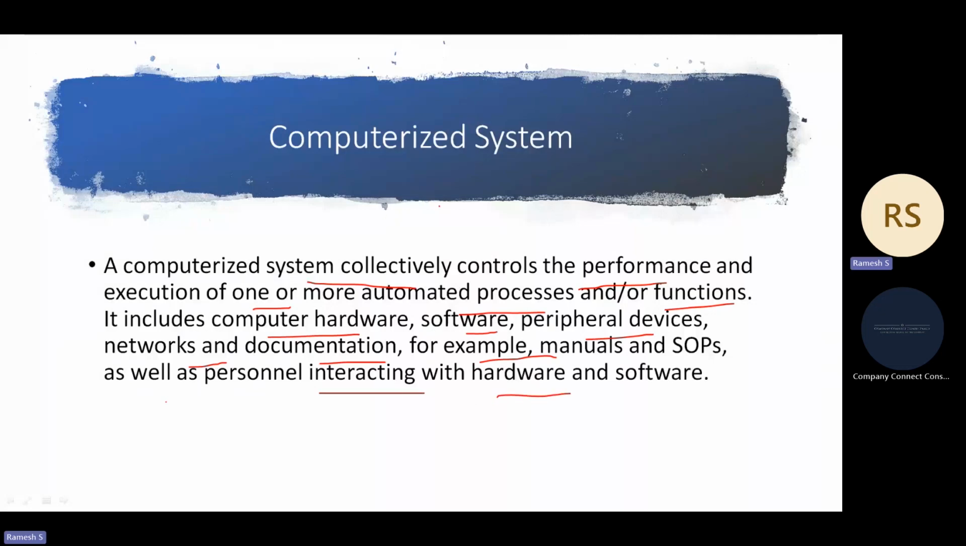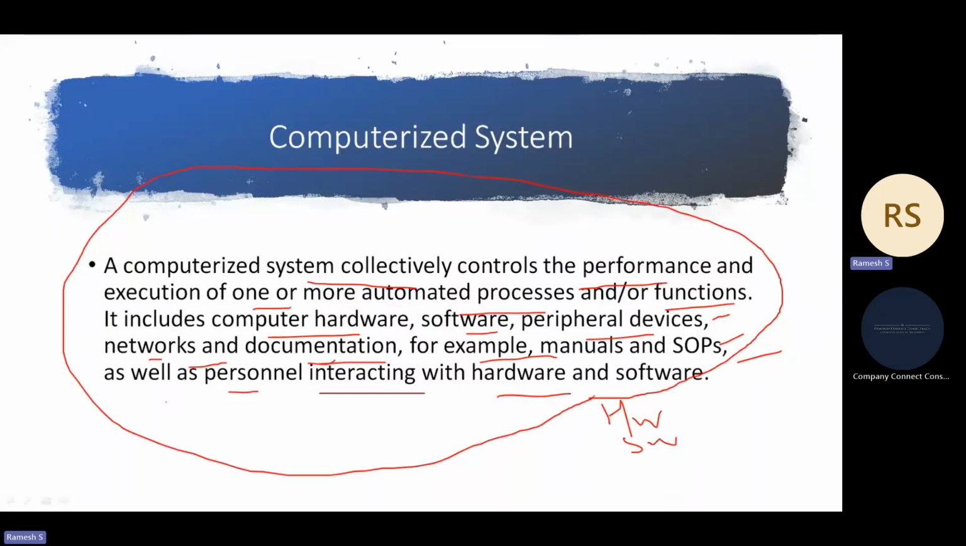So this computerized system is a combination of hardware, then software, then it also includes peripheral devices. Peripheral devices are nothing but our HMIs, PLCs, or if there are any pressure sensors, temperature sensors, printers, all these will be considered as peripheral devices. Then it also includes networks. Then it also includes documentation, like if there are any SOPs, operating instructions, manuals. And then finally, the person who is interacting with this hardware and software. So collectively, all this will be considered as a computerized system.